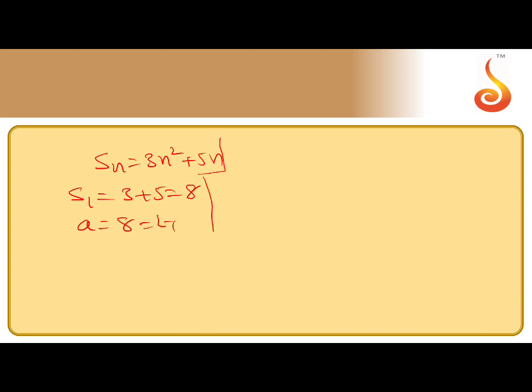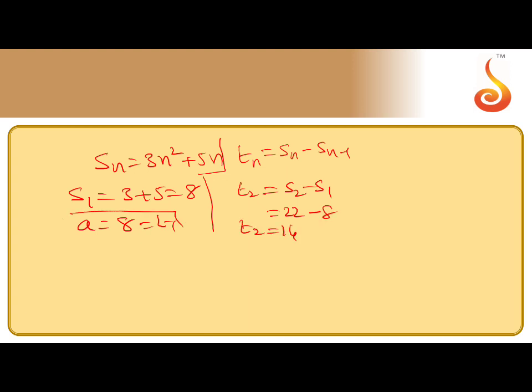So next, to find the common difference we require two terms. The second term we don't know. So there is a formula for finding any term when Sn is given: Tn is Sn minus S(n-1). I want T2, which means S2 minus S1. S2 is 3 into 4, 12, 12 plus 10, 22. Minus S1, which we already found to be 8. Therefore T2 equals 14.